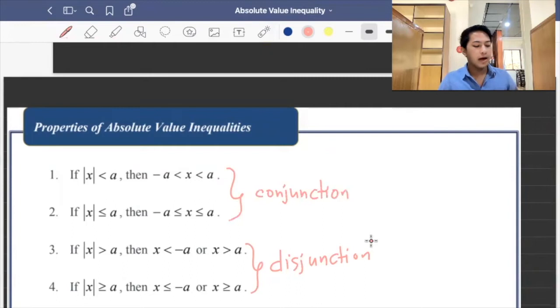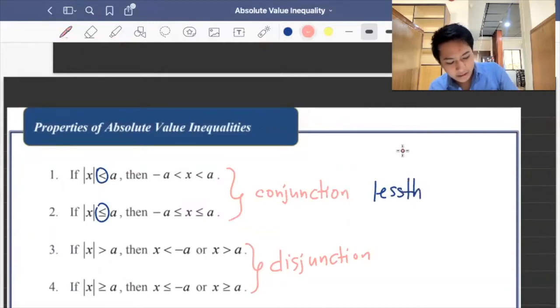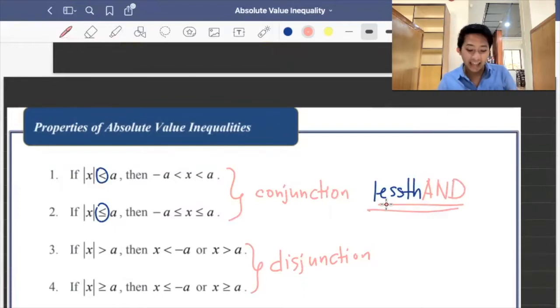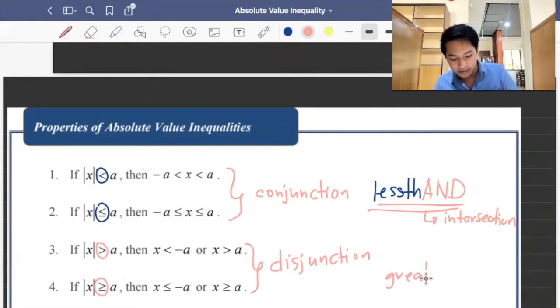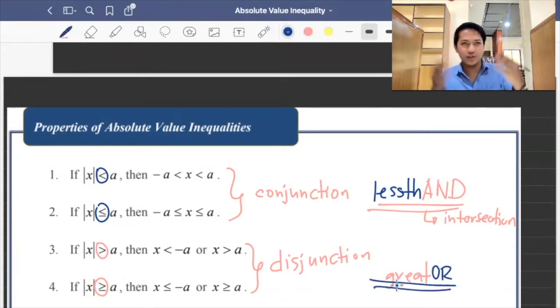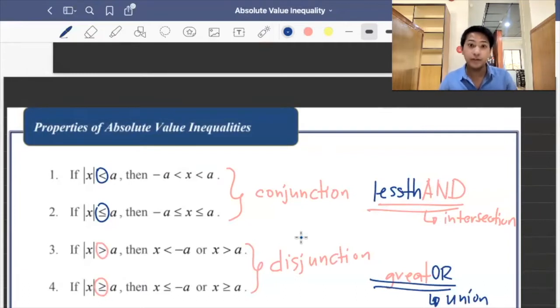We also graphed these four properties individually. For one and two, we have this mnemonic aid to remember whether it is a union or an intersection. If it is less than or less than or equal to, we say "less than," because we know that "and" is an intersection. For greater than and greater than or equal to, we say "great or," which means union. So we will be guided by these properties in solving different practice exercises about absolute value inequalities.